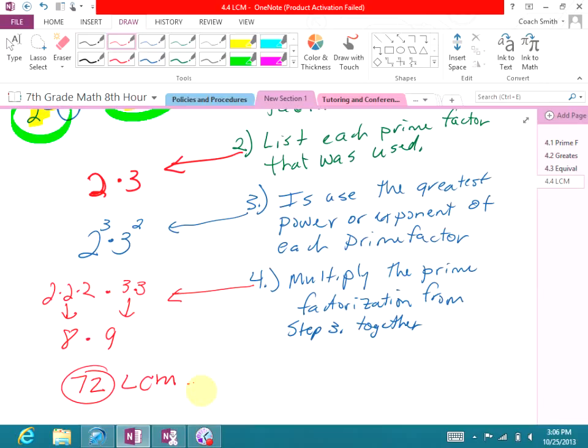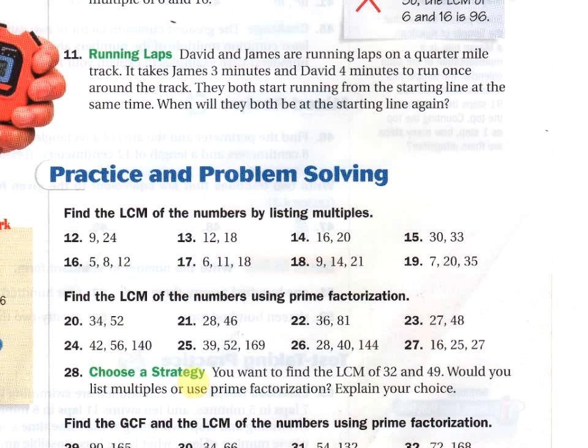Okay. Now I'm going to do another example with all that, without all the writing and stuff. So I'm going to do one out of the book here. So let's look at the book. I'll be back. Hang on.